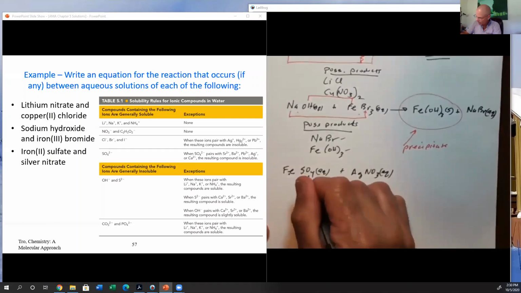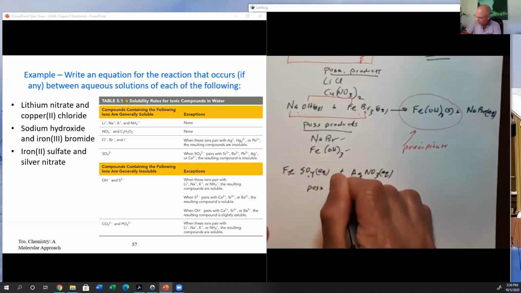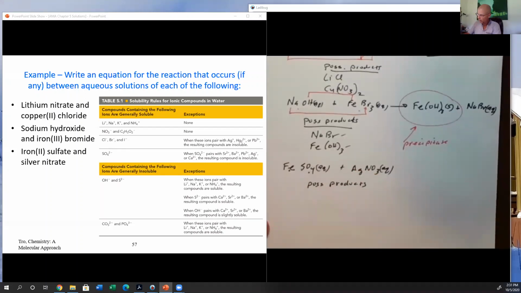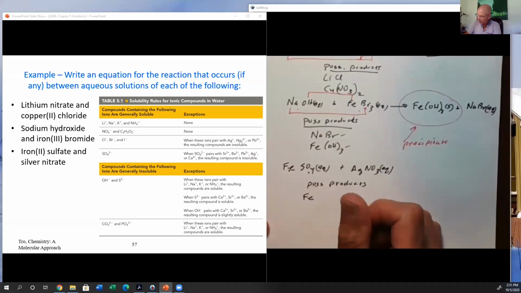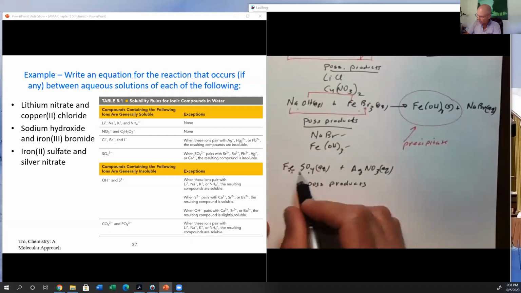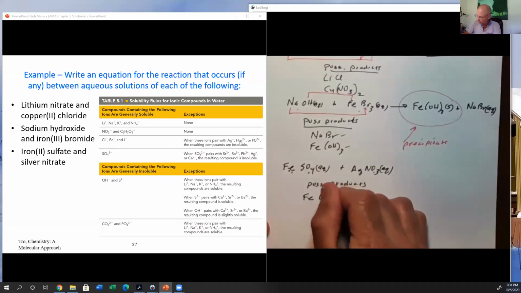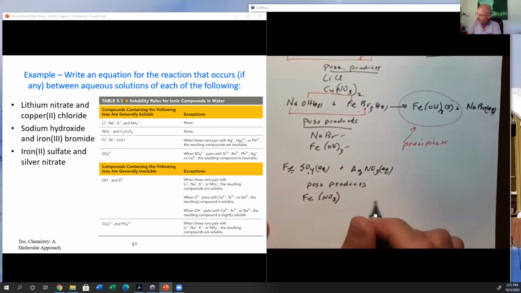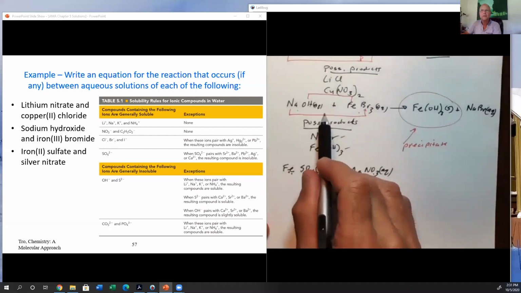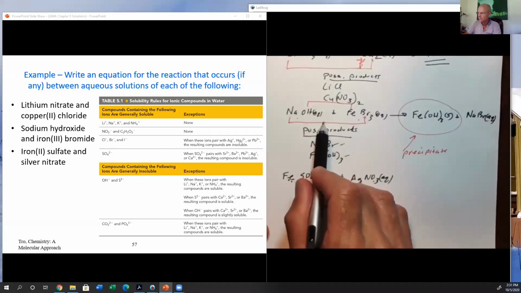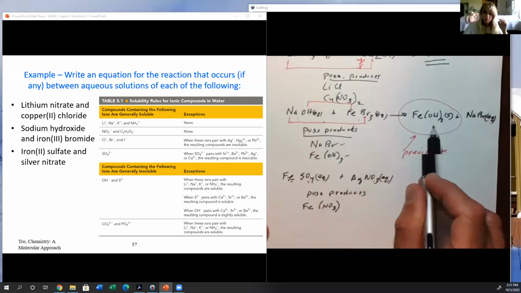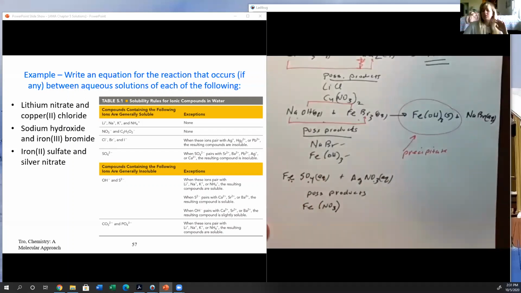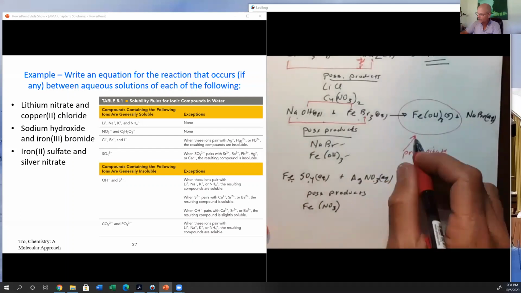My possible products are what? Iron nitrate. And since iron is +2, I'm going to need 2 nitrates to have a neutral compound. Oh, actually, let me back up for a minute. I forgot something on the previous reaction. What's wrong with this reaction as I've written it? You forgot to balance. I forgot to balance it. Thank you. We'll come back to this in a second.